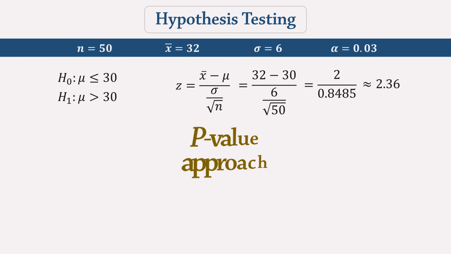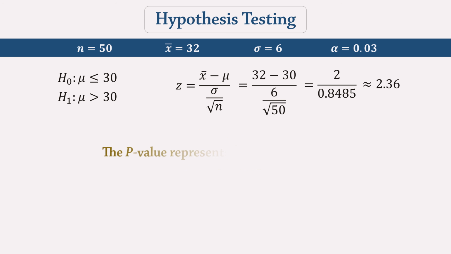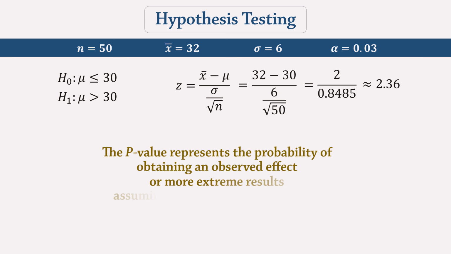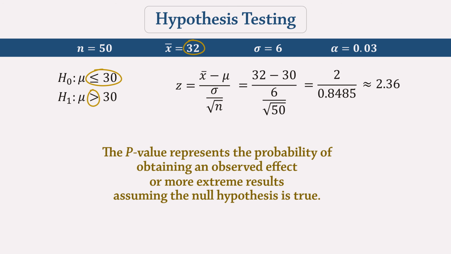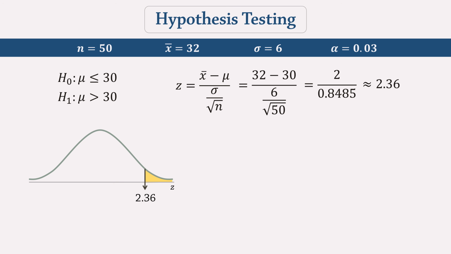We can also use the p-value approach to determine the significance of the result. The p-value represents the probability of obtaining an observed effect or more extreme results, assuming that the null hypothesis is true. In this context, the p-value quantifies how likely it is to observe a sample mean of 32 minutes or more, if the true average is indeed 30 minutes or less. The p-value is represented by the area from the test statistic to the tail in the direction of the alternative hypothesis, that is, the upper tail in this case.